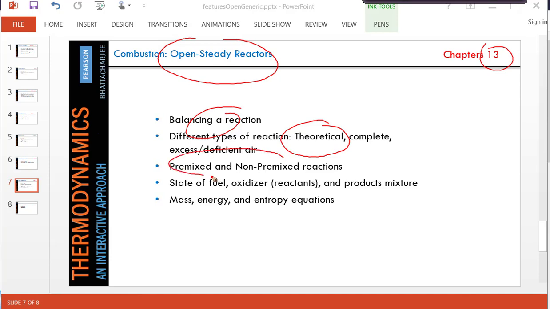Two types of reactions are covered by TESTcalc, premixed and non-premixed reactions, where we find the fuel, oxidizer, and product states and then analyze the device for mass, energy, and entropy equations.